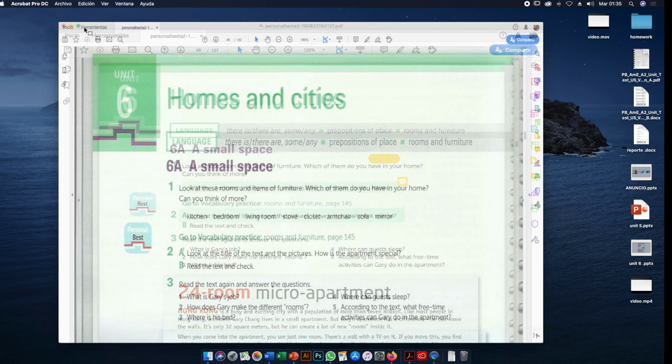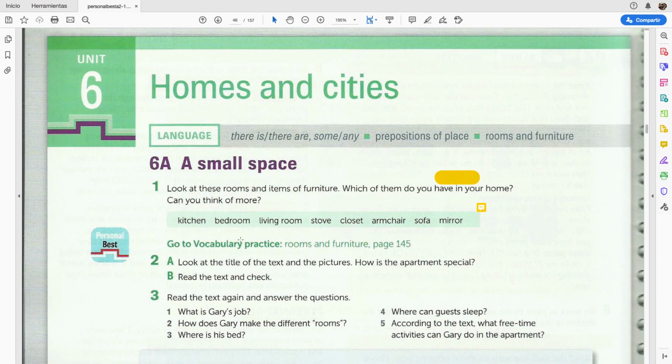Okay, good evening everyone. Today we are going to work with unit number 6, which is the last unit, but I need you to pay attention please because in the exam we are going to have information or questions about unit number 4, 5, and 6, okay? So here today we are going to work with this page.